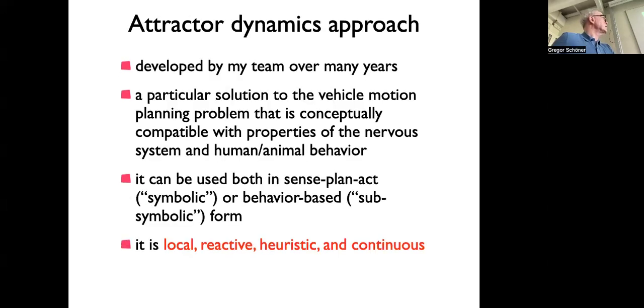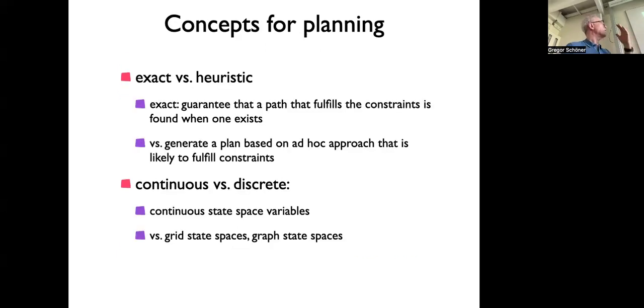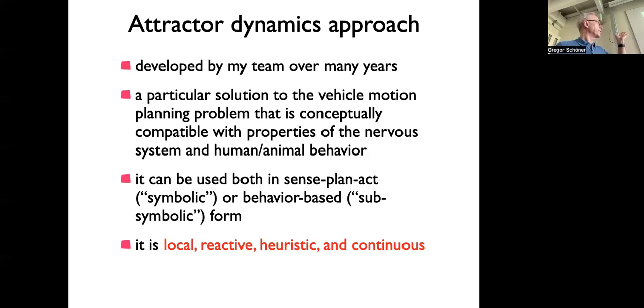Good. And so the attractor dynamics approach is a local, reactive, heuristic, and continuous approach. Oh, the last I forgot. So you have continuous approaches that are space-time continuous, and then there are discrete approaches, for instance, that work on a grid or on graphs in general. For instance, reinforcement learning, many of you might know, discretizes the states because search in continuous space is a little bit difficult. So we're talking about the local, reactive, heuristic, and continuous approach, right? And later I'll show you other variants.